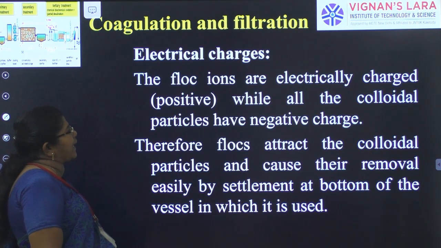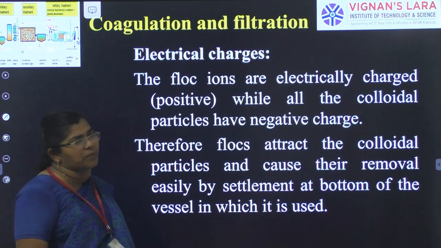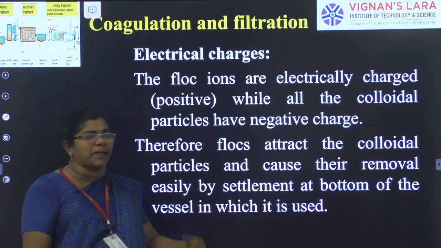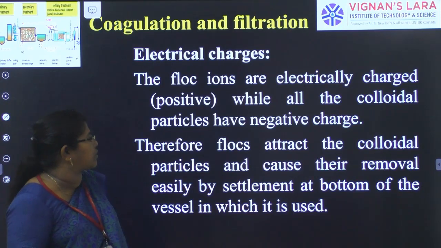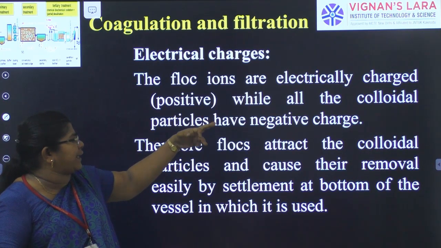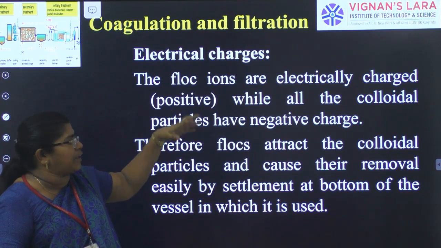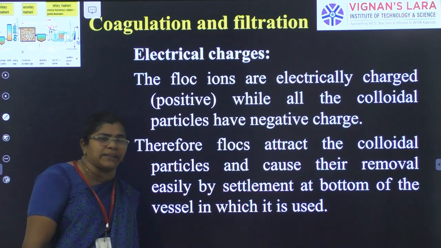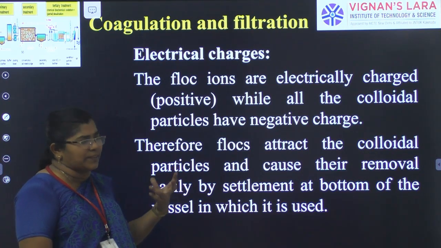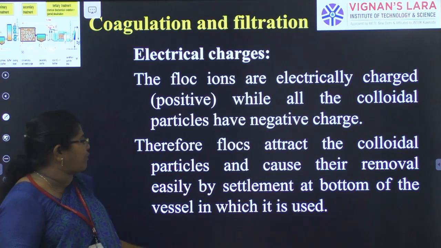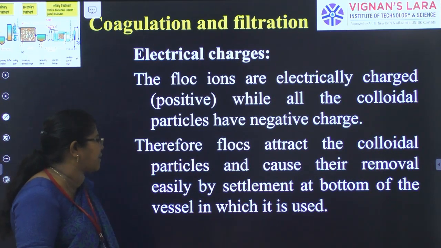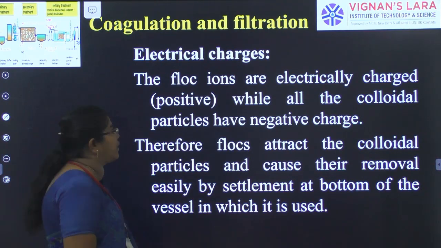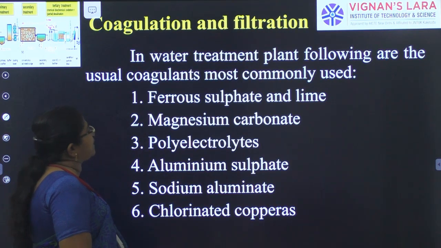The next one is electrical charges. Electrical charges form the floc. Flocs are small particles that combine together to form bigger particles. So electrically charged positive particles will mix with the negatively charged colloidal particles and form a big mass which can be removed. Therefore floc attracts the colloidal particles and causes their easy removal by settlement at the bottom of the vessel in which it is used. These are the two types involved.